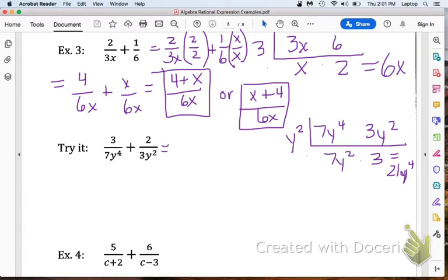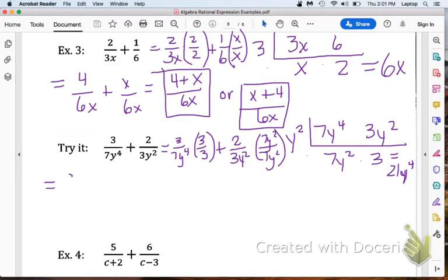So to get 7y to the fourth, I'm only multiplying by 3. So I will take my 3 over 7y to the fourth times a fraction 3 over 3. I have my 2 over my 3y squared. Now, to get 21y to the fourth, I'm going to have to multiply by a factor of 7 and a y squared. So I'm multiplying by 7y squared here. Okay, so I rewrite them now.